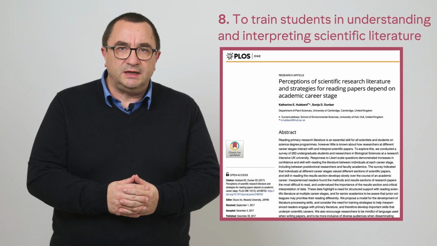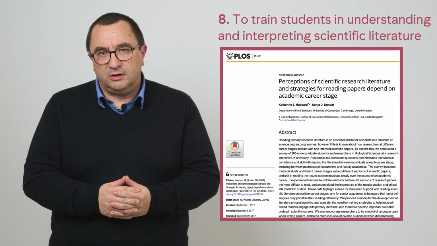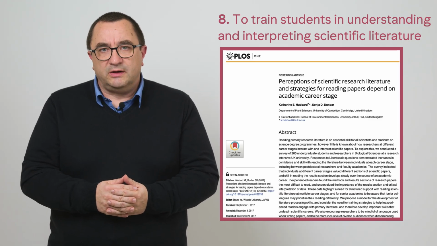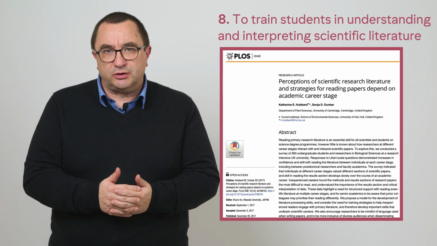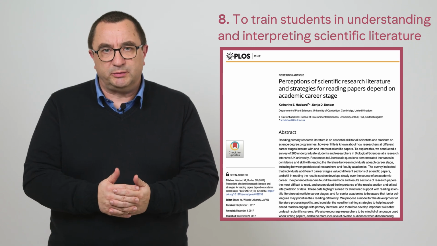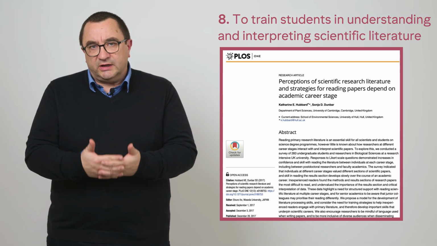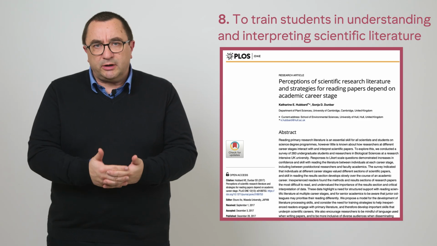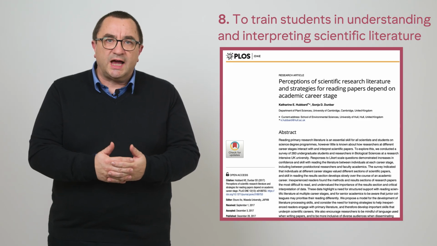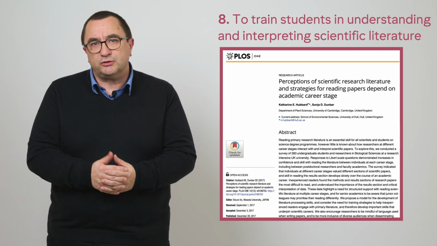The final goal of this module is to train students in understanding and interpreting scientific literature, which is an essential professional skill. The training begins with a theoretical introduction on how to read and present research papers. Students then select a scientific article, prepare an oral presentation, and receive guidance and feedback from the module's instructors and teaching assistants.